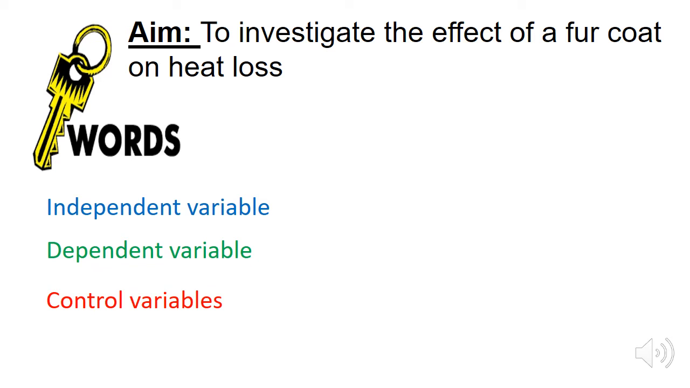So our aim for this experiment is to investigate the effect of a fur coat on heat loss. Now, last time when we did an experiment in chemistry, we looked at these keywords: independent variable, dependent variable and control variables for when we are planning an investigation. Now, I would like you on a piece of paper, see if you can remember what we mean by independent variable, dependent variable and control variables. So if you pause this PowerPoint now and have a go at answering these questions, telling me what we mean by independent, dependent and control, and then we'll go through it.